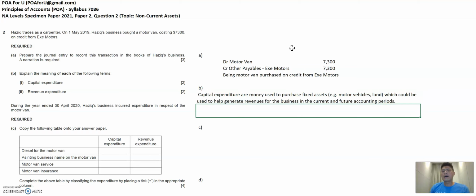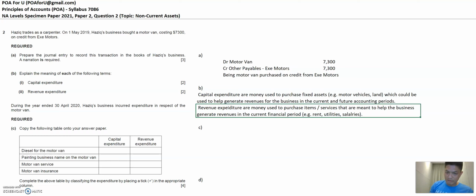Revenue expenditure, on the other hand, is solely for that particular year. So if you spend the money on something, it will only help the business for that particular year to generate the revenues. As an example, this would be things like rent, like utilities. You pay the rent for the month, and that's it. It helps you generate the revenues for the month, for the year. It won't help you generate the revenues for future years. So it has a different nuance than capital expenditure, and here I've described it as money used to purchase items or services that are meant to help generate revenues for the current financial year.